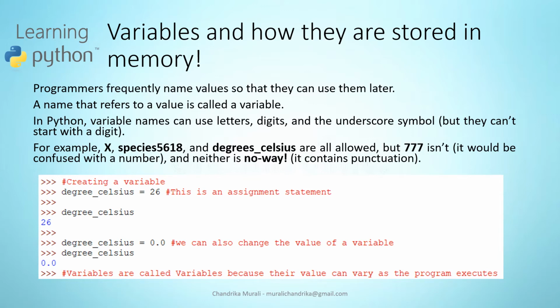Similarly, if I want to reassign the value to this variable, I can just use the assignment operator again. degree_Celsius is equal to 0.0. Initially it was 26. Then I reassign degree_Celsius is equal to 0.0. Now the degree_Celsius value is 0.0. Why I have reassigned the value here is just to show this concept of variable. A variable is called a variable because the value of these things may vary at any point in the program.